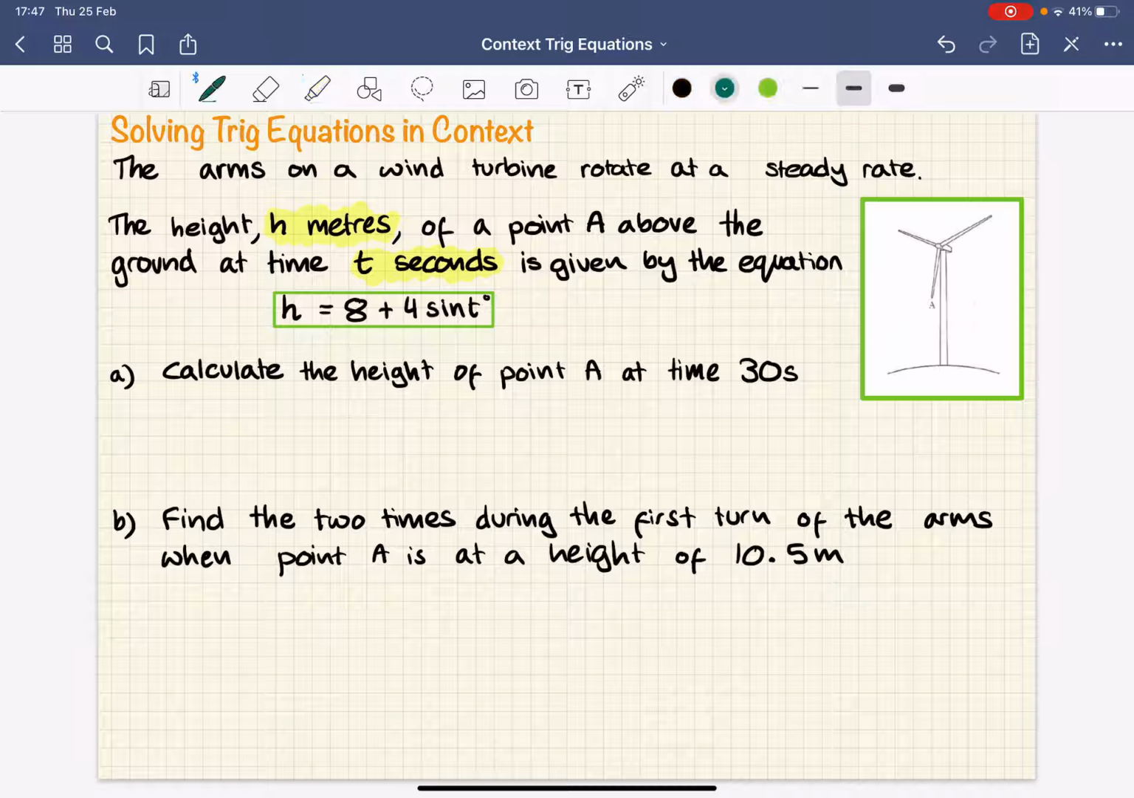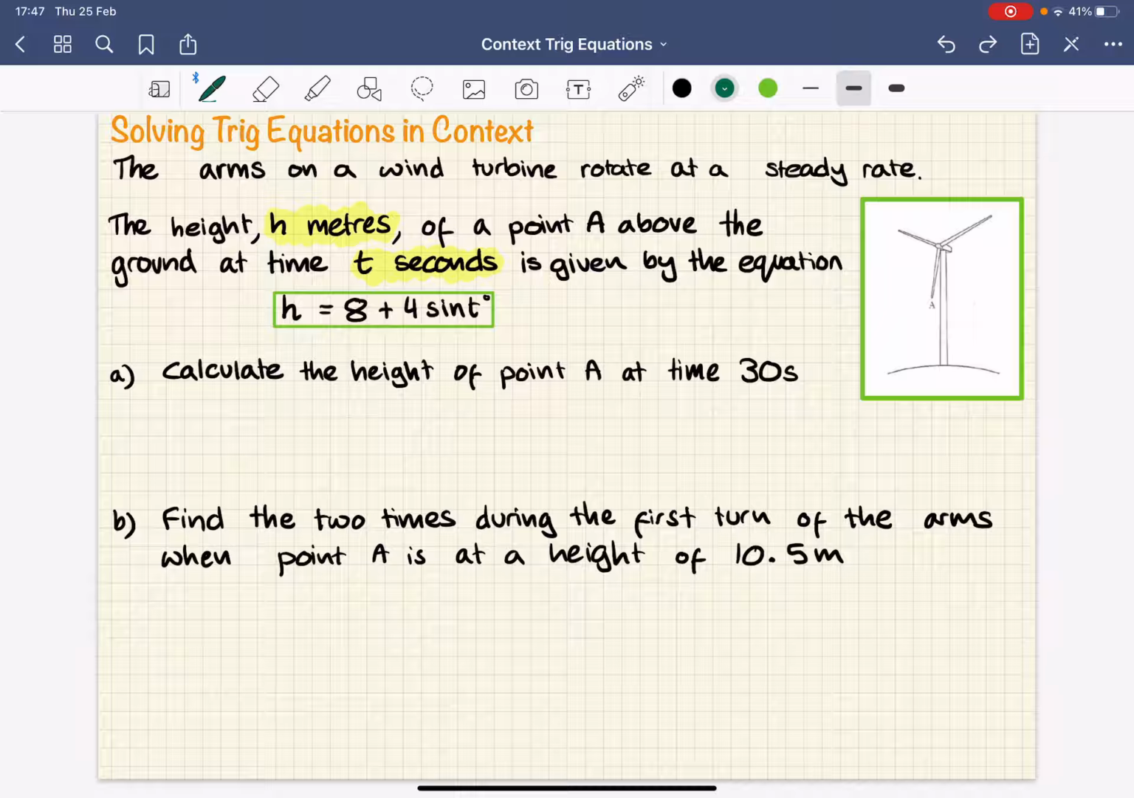So a lot of the time it will give you a little diagram like this. Nine times out of ten, it's kind of pointless. You don't really need to look at it. It doesn't really give much information. Just focus on what each letter represents. So we know that h is our height and t is our seconds.